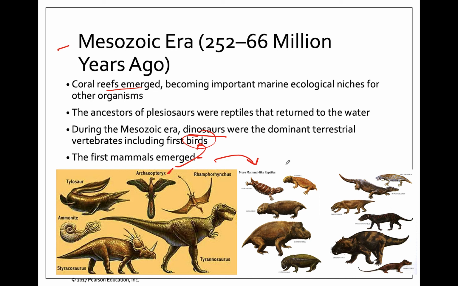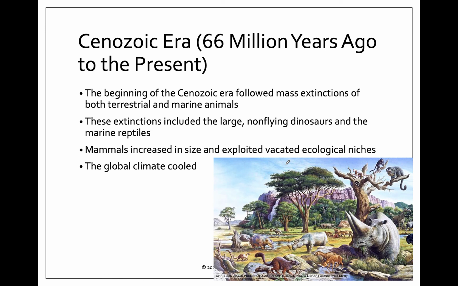During this era, angiosperms and insects underwent massive diversification. So this is when we start to see the beginnings of lots of flowering plants and lots of different types of insects. And then our last era is called the Cenozoic, and that's from about 66 million years ago to the present. So today would still be considered the Cenozoic era.